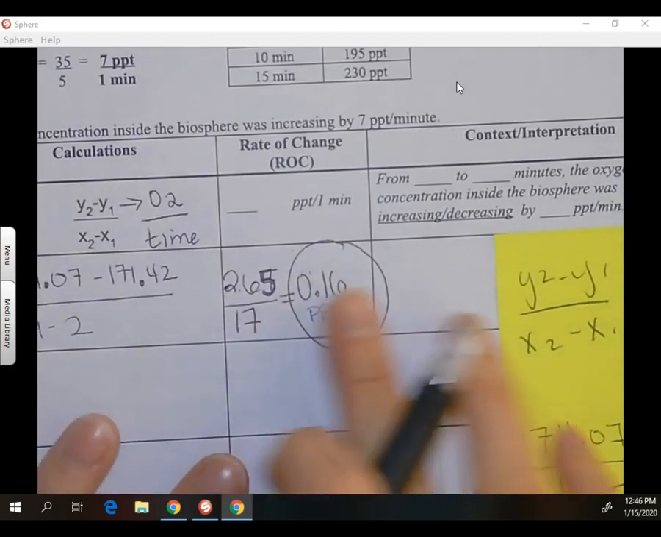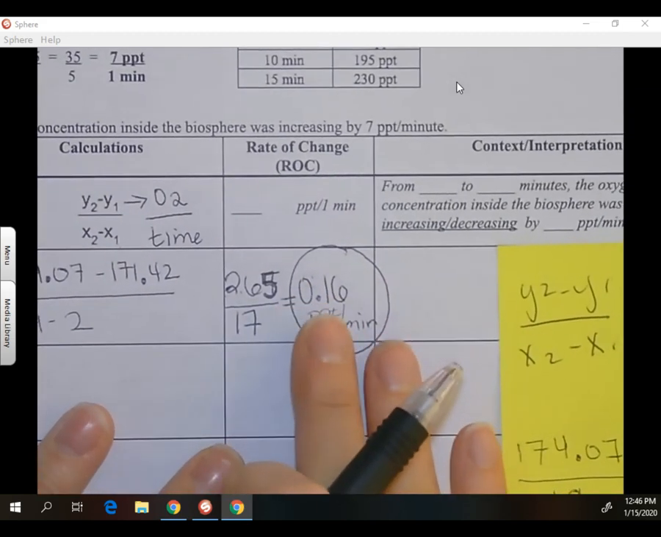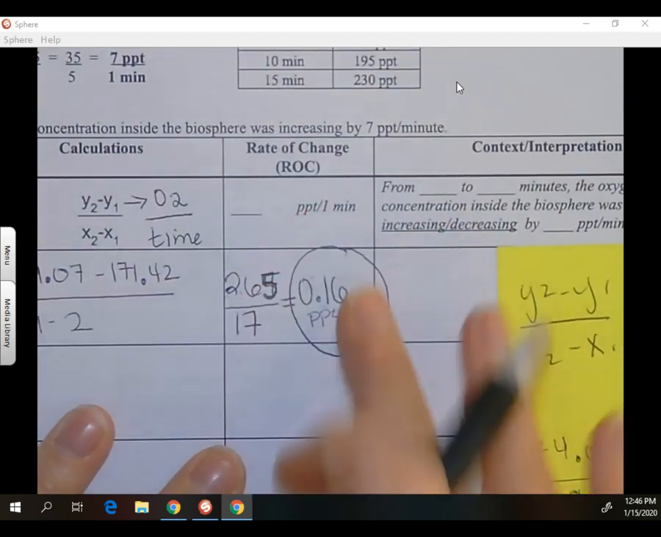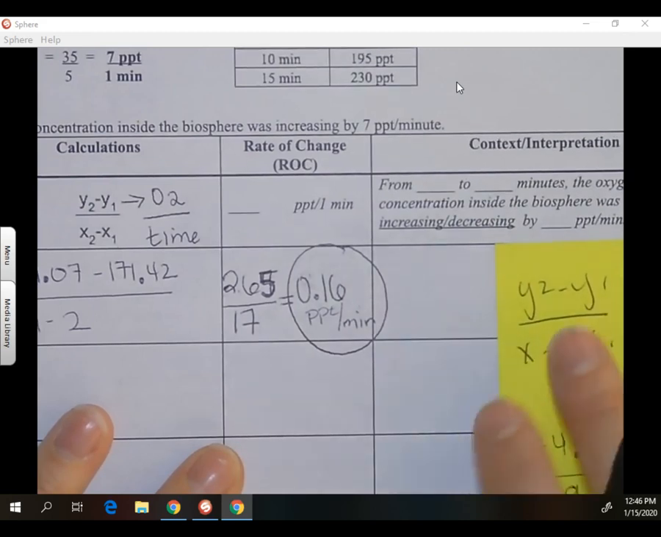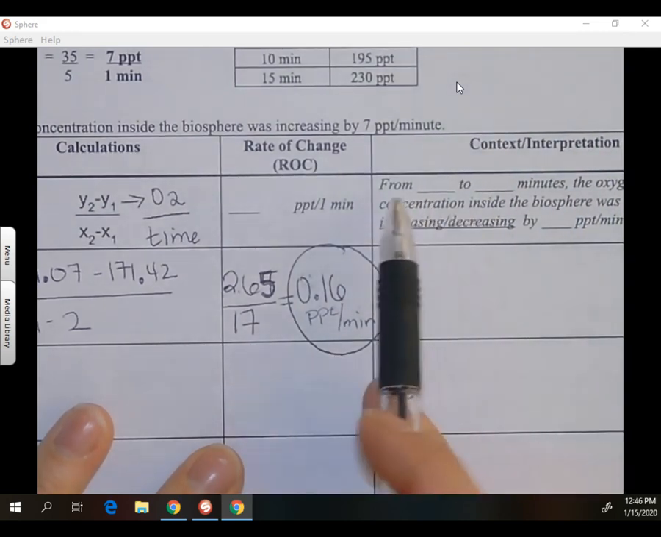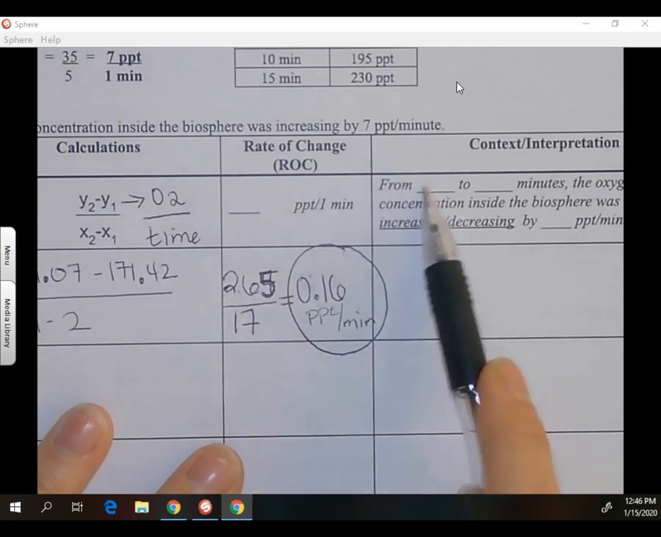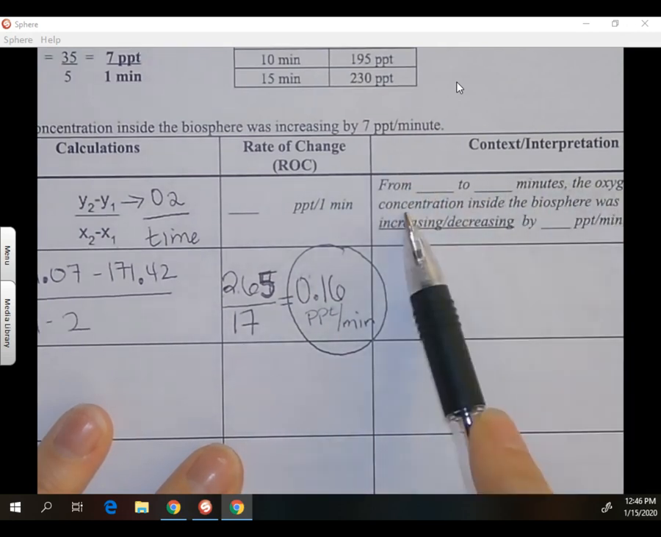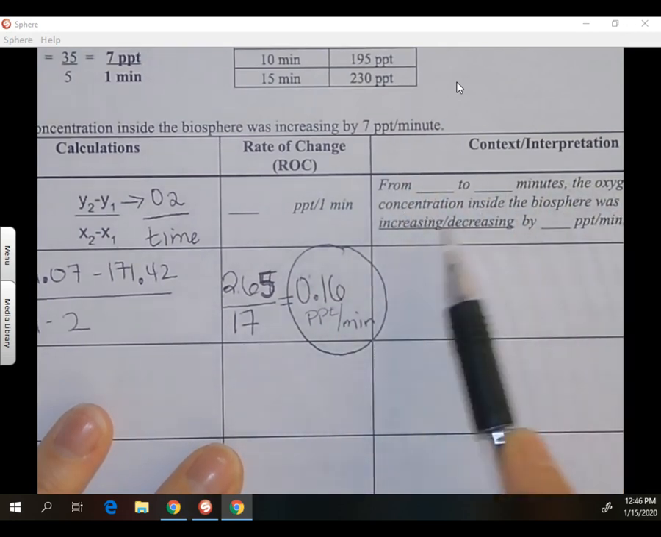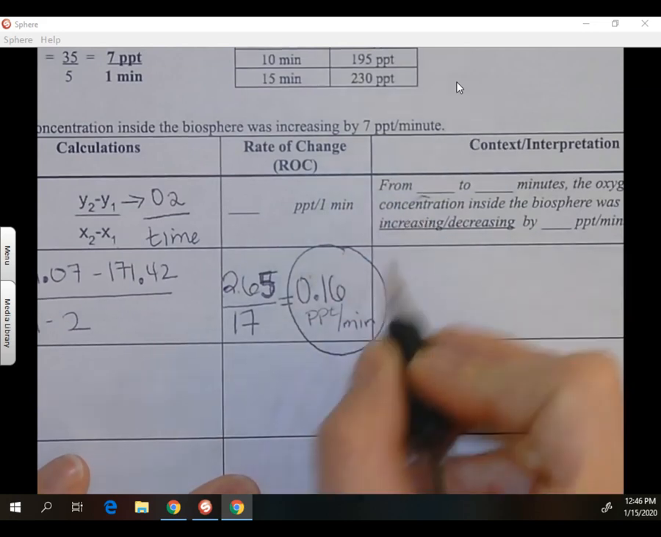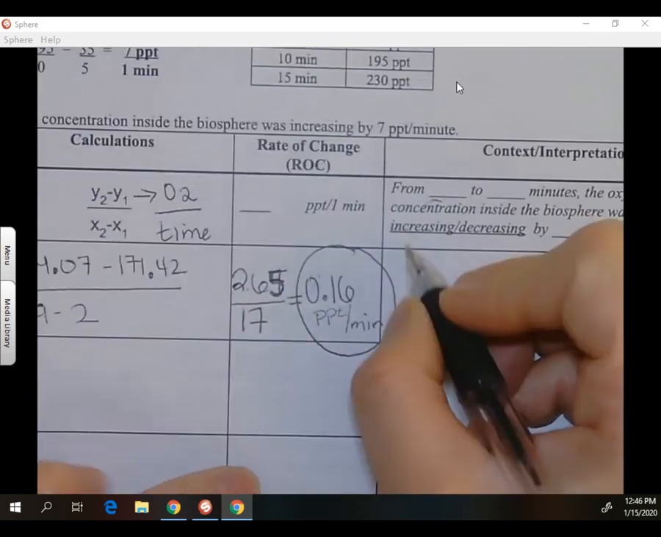Now, the last thing, ladies and gentlemen, is being able to take this number and write a sentence about it, which means we want to take this number and describe what that means. So I've created a frame there for you that you can use. What this frame is going to say is, from 2 minutes to 19 minutes, the oxygen concentration inside the biosphere was increasing by 0.16 ppt per minute. I'm just rewriting this, but including my times here and my ppt per minute.